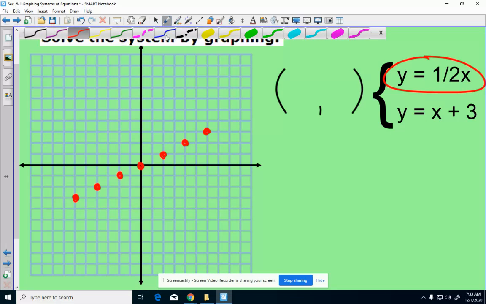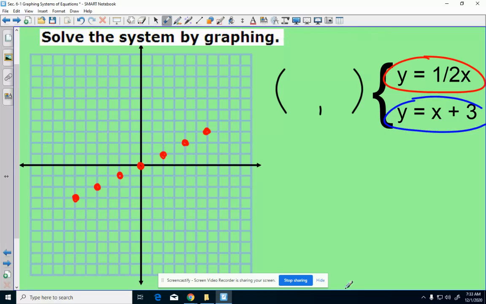Then let's switch over here and we'll graph this bottom one in blue. It has a y-intercept of 3.